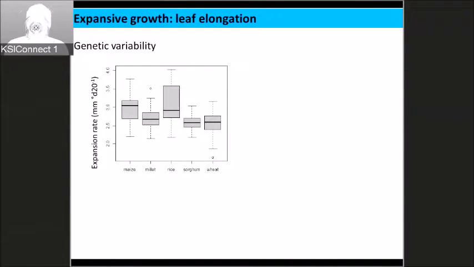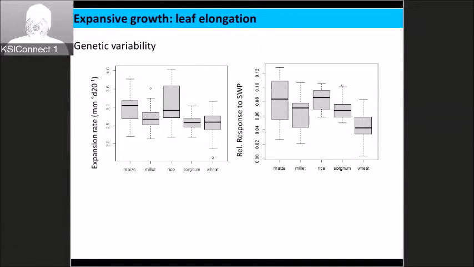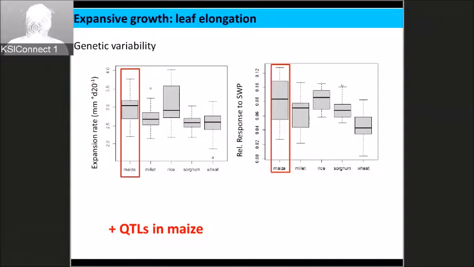That's the kind of genetic variability that we have measured in the platform. So that's for the maximum expansion rate in 5 species, with dozens of genotypes and even hundreds of genotypes for maize. And that's the genetic variability we have observed for the response to the soil water potential. Remember that it's also correlated to the response to the VPD. And because we have measured that in hundreds of genotypes in maize and also in a mapping population, we have QTLs of sensitivities to soil water potential and QTLs of maximum leaf expansion rate in maize.